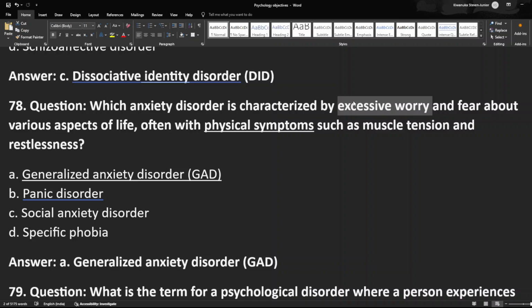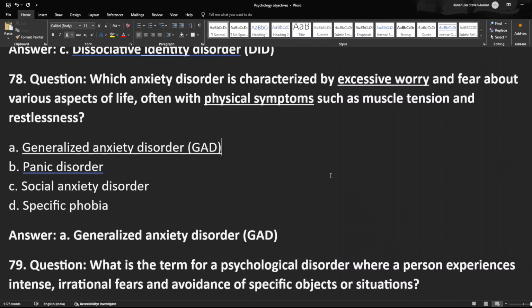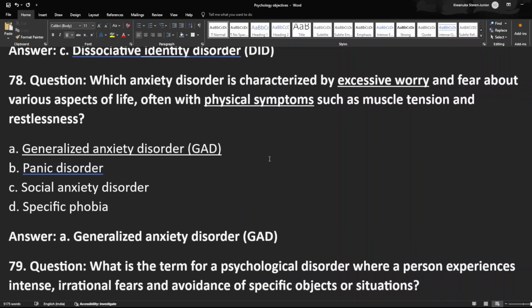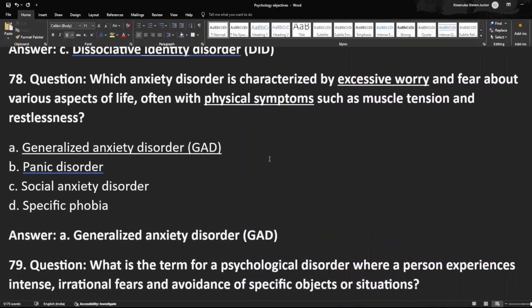So you're worried about everything. Every time you're feeling worried, like a neighbor I had who was always worried. But I think she got to know that it does not help at all, and she changed. Generalized anxiety disorder, characterized by excessive worry, fear about various aspects of life. Even when they're driving, you feel that something is going to happen. I pray it never happens to you guys.